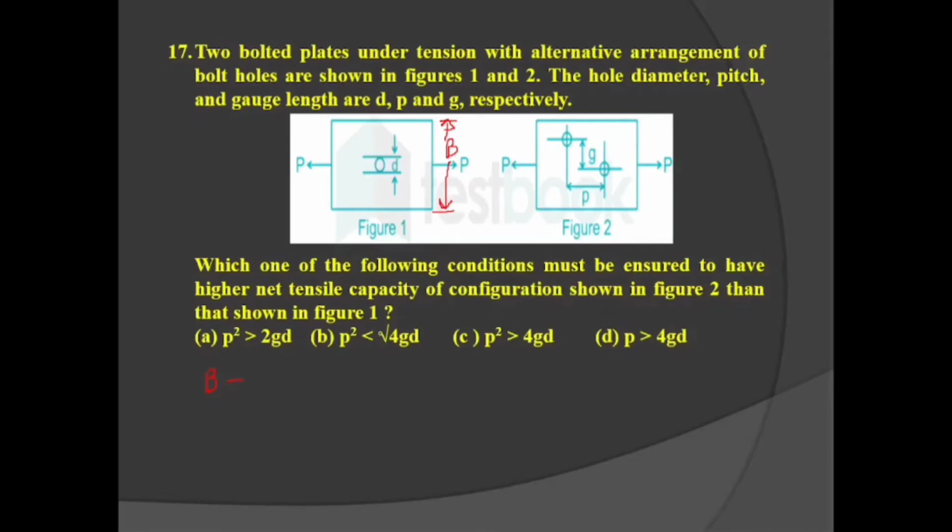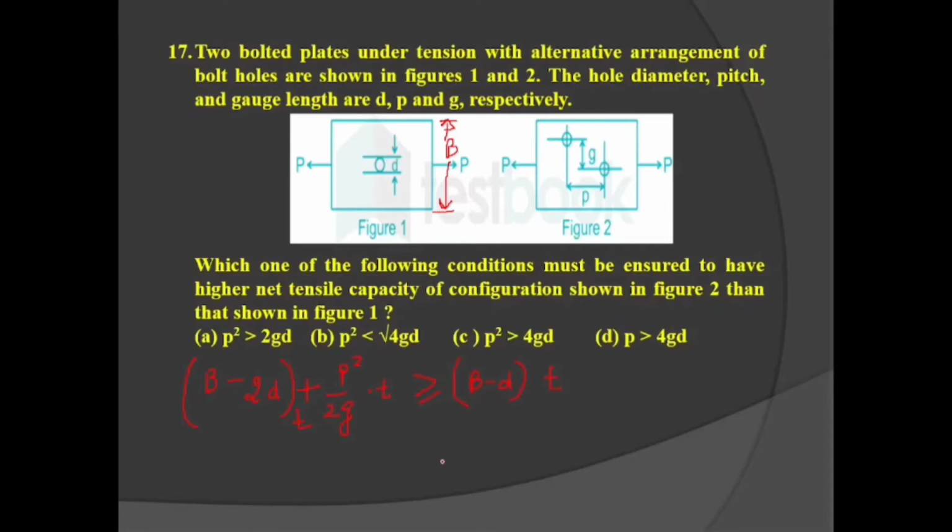So for figure number 2, B minus 2D plus P square, whatever the pitch value, P square divided by 2 times the gauge distance, into thickness, must be more than or equal to the figure number 1 value. Figure number 1 value is B minus D, because only one rivet hole has been deducted. Here also thickness will be multiplied, so B minus D into T.